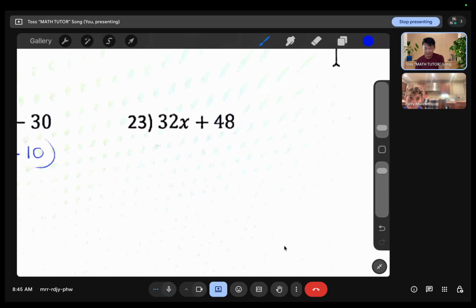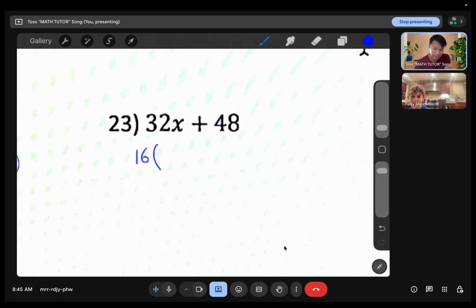16 is the greatest common factor. I was hoping that you would get something else other than 16 so we can actually learn it. But anyway, 16, what do you think goes inside the parentheses? 2x plus 3, right? Yeah. Very good. All right.